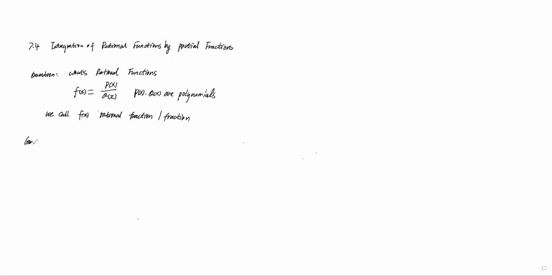Our goal in this part is, if we have a rational function f(x) written like this, how do we compute the antiderivative of f(x)? So this is the goal. Let's first introduce some notation. First, a definition. You may know it from high school, but I will just review it.